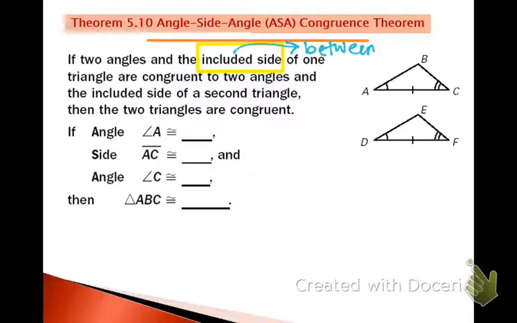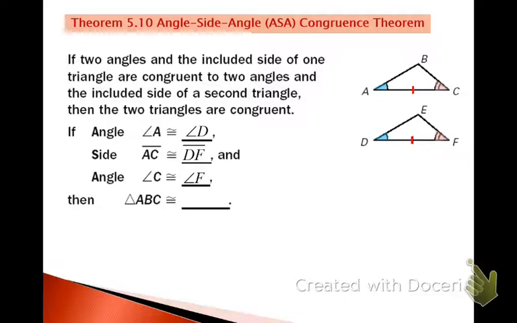Okay, so angle, side, angle. If you notice, all of the information, again, is on one side of the triangle. Your angle, your side, your angle. All right? Make sure you fill in what the name of the theorem is. So, if we're filling in the blank, what is angle A congruent to? Angle D. AC is congruent to? DF. Angle C is congruent to? Angle F. These are all fill in the blanks. Triangle ABC is congruent to? Triangle DEF.